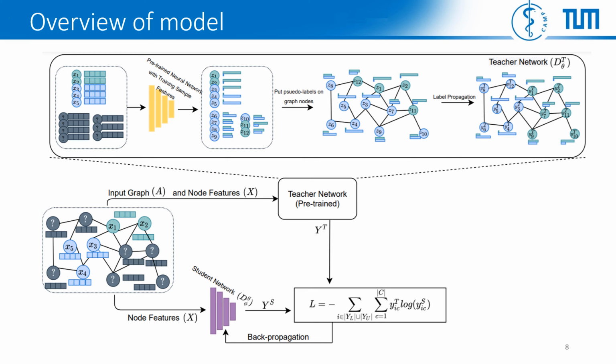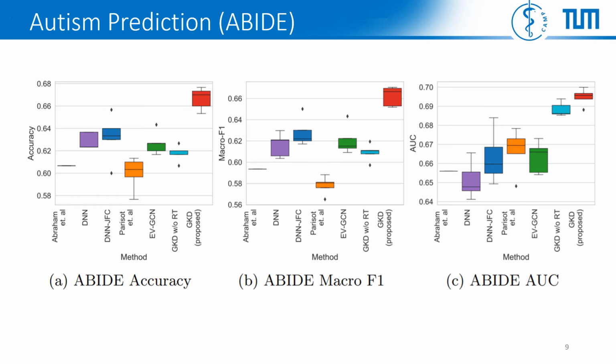This is the complete overview of our GKD model. As we said before, the trained teacher block obtains all the knowledge from the graph and features and then summarizes it in the filtered labels. Then this knowledge will be transferred to the student network through a cross-entropy loss between the student output and the filtered labels from the teacher. We evaluated GKD on two real datasets and compared with graph and non-graph based state-of-the-art methods.